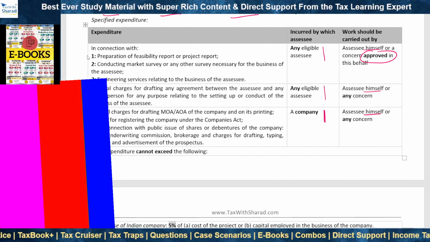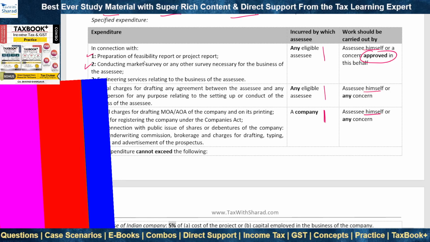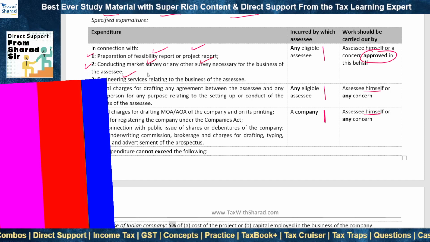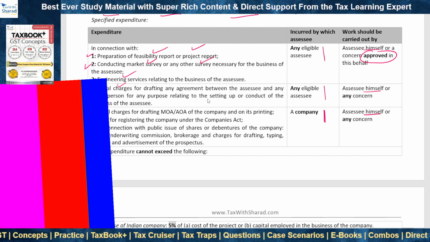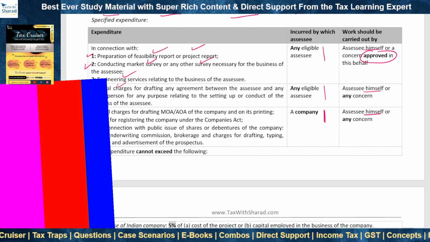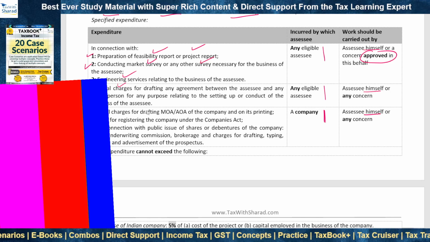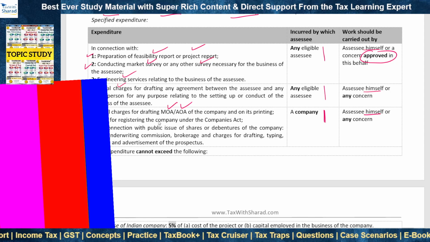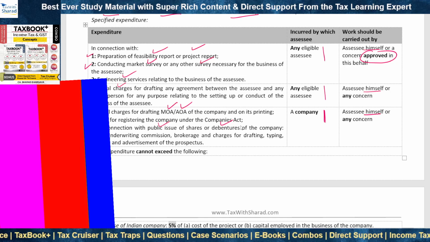Now we will look at these items quickly. 1, 2, 3, what are these? Expenditure in connection with what? Preparation of feasibility report, project report, market survey or other survey or engineering services. Number 4 is what? Legal charges for drafting agreements for the purpose relating to setting up of or conduct of business. 5, 6, 7 are what? This is applicable to a company. Legal charges for drafting memorandum or articles of association, fees for registering the company under the Companies Act, and expenses in connection with public issue of shares or debentures.